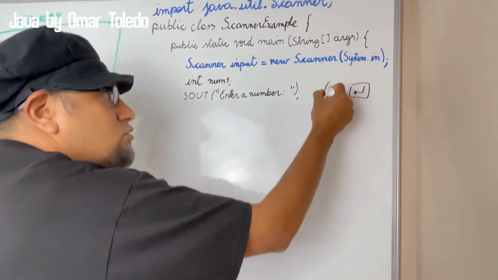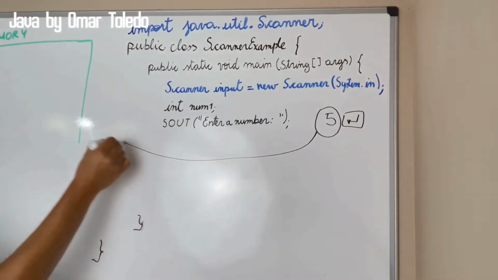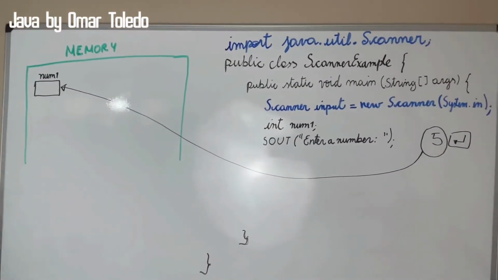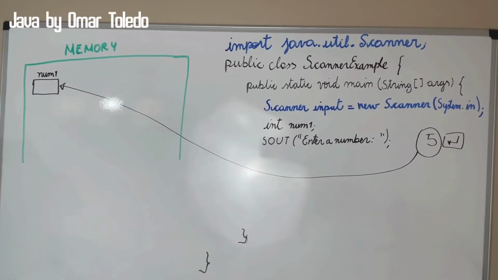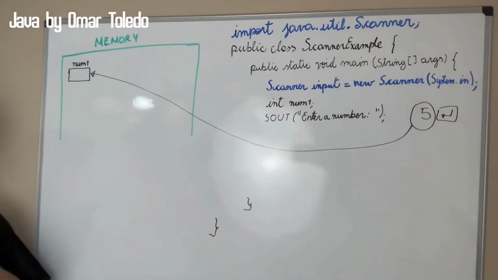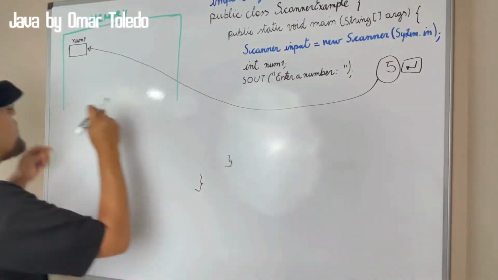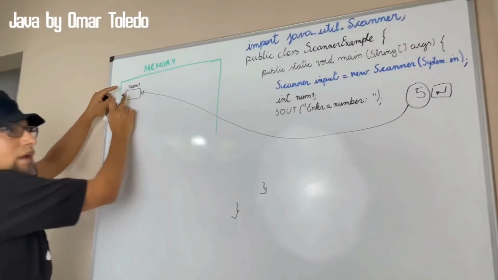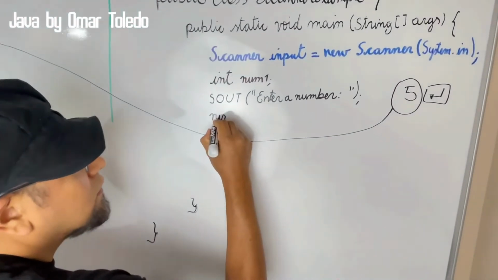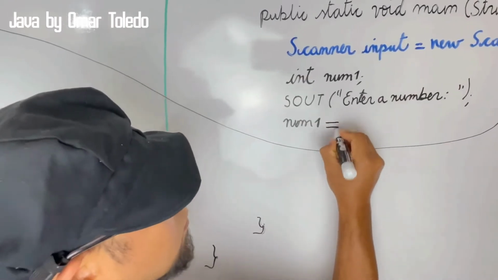What happens? Now your goal is to put the number 5 in this container, right? And we need to do that using the scanner, okay? So how are we going to use the scanner? Remember the assignment operator? We're going to use the assignment operator here. So your goal is to put it in this variable num1. I'm going to write here num1, assignment operator equal, right?